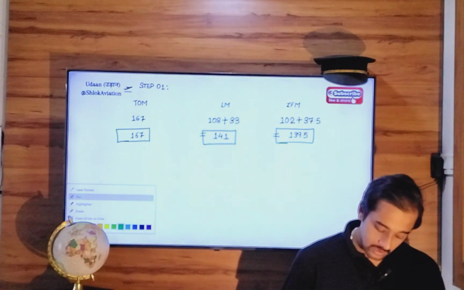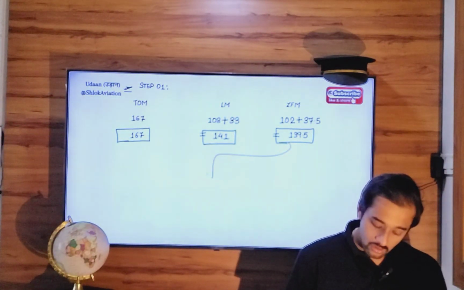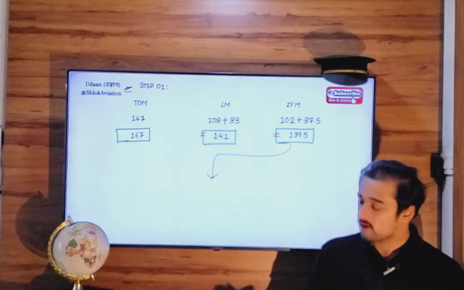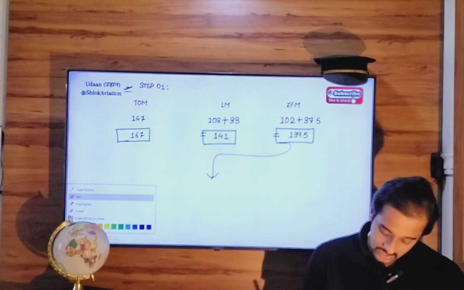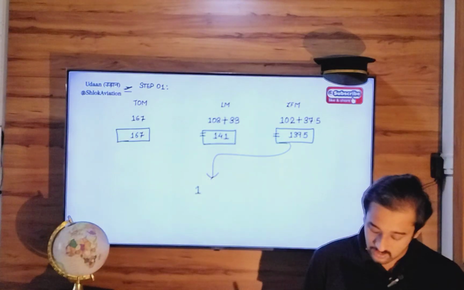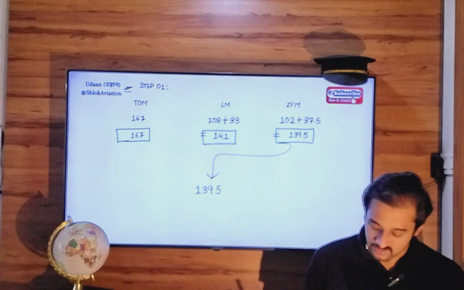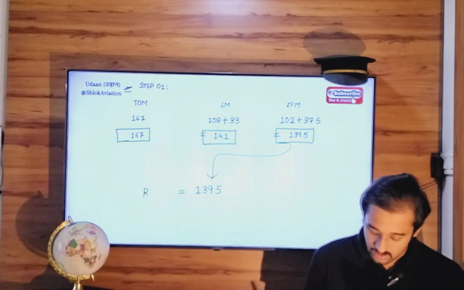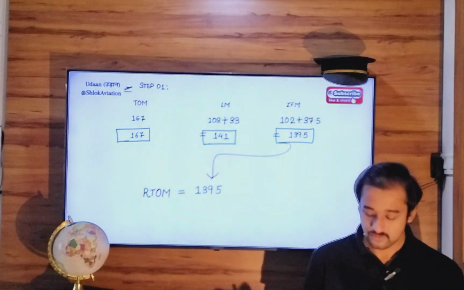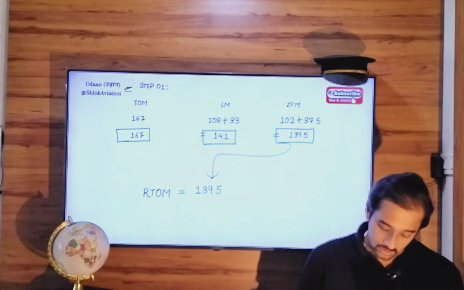The lowest takeoff value is 139.5. So this is your takeoff mass. Now let's go to step number 2.